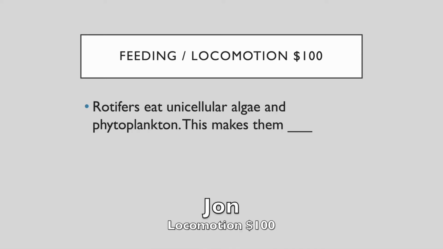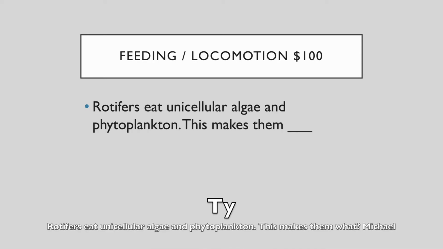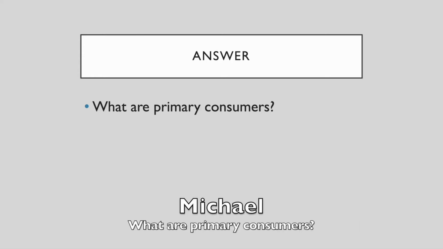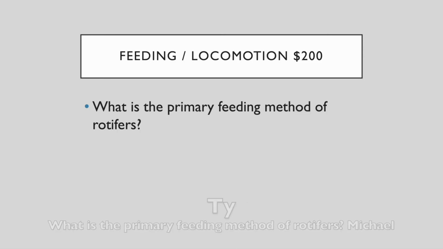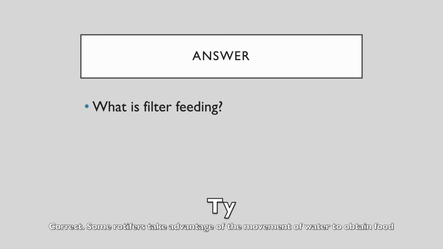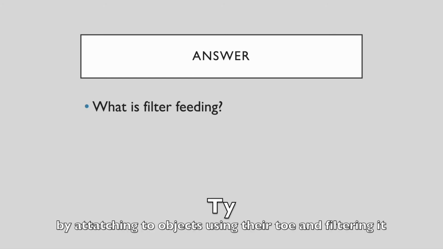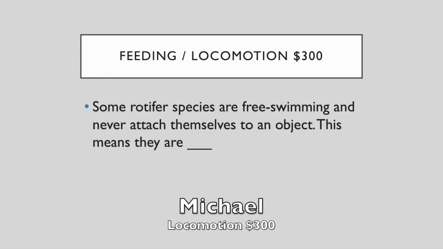Correct. Locomotion 100. Rotifers eat unicellular algae and phytoplankton. This makes them what? Michael: What are primary consumers? Correct. Locomotion 200. What is the primary feeding method of rotifers? Michael: What is filter feeding? Correct. Some rotifers take advantage of the movement of water to obtain food by attaching to objects using their toe and filtering it. Locomotion 300.